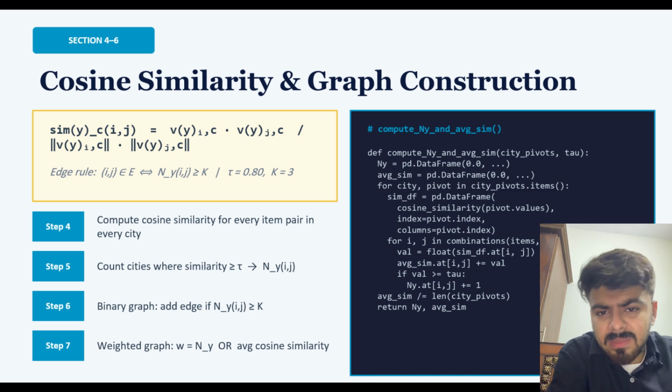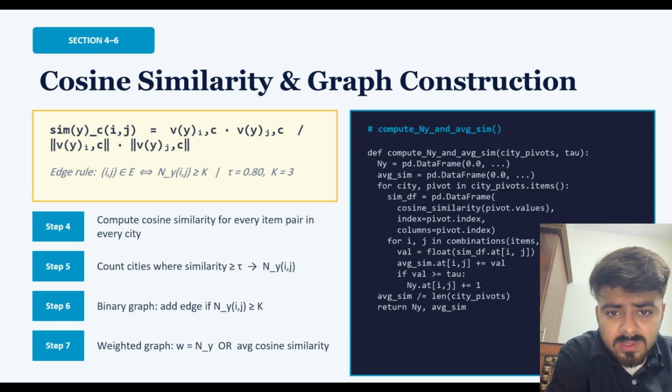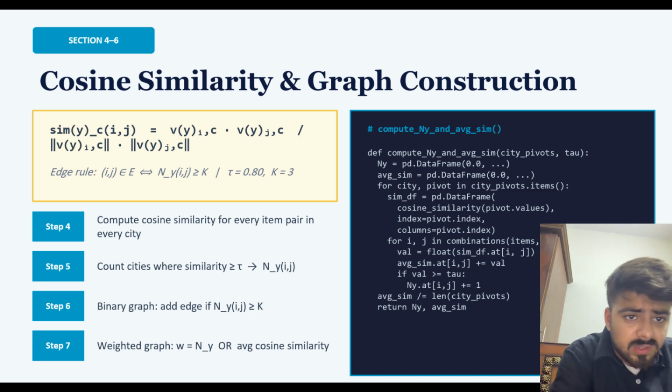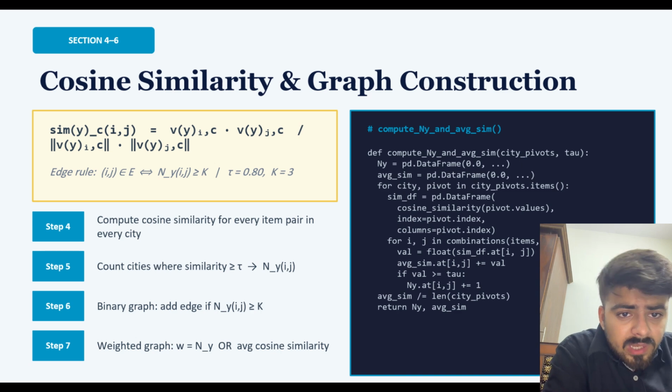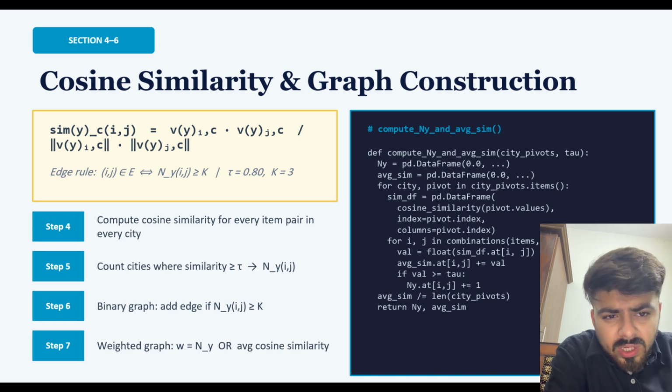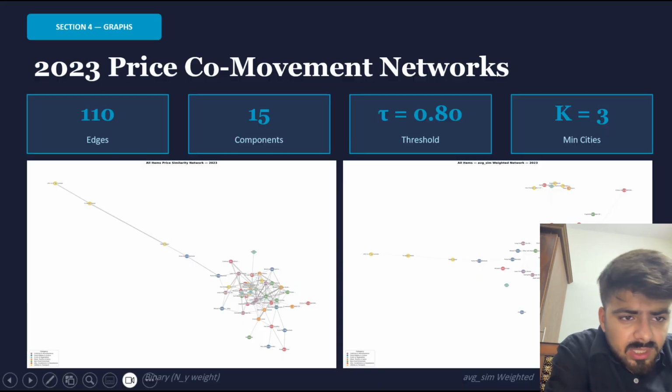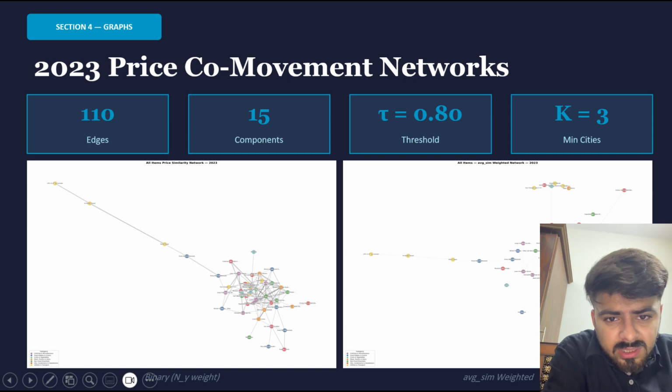So we computed the similarity for every pair of items for every city. Then for a given year, we count how many cities gave a pair of items a cosine similarity above threshold tau, and we call that n sub y. If n sub y is greater than or equal to city count threshold k, we draw an edge between those two items in our graph for that year. In our final analysis, we used tau equals 0.8 and k equals 3.